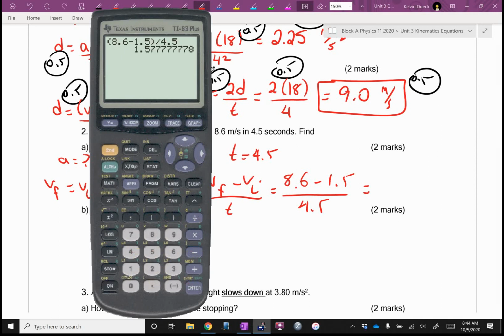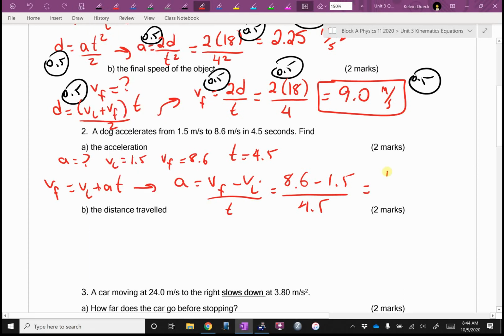Do you get 1.58? I would take 1.6. I would take 1.58. I would not take 1.57. I would say we round off. We don't chop off, right? 1.58, units acceleration, meters per second squared. Same as before, half mark for that, half mark for that, half mark for the numbers, half mark for the answer. The distance traveled.